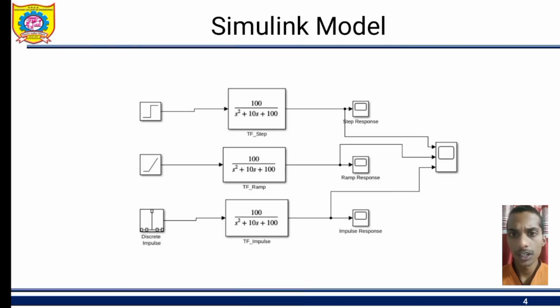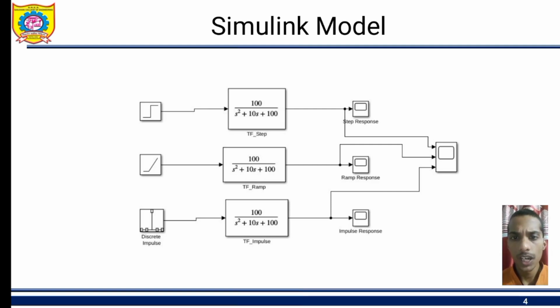Model in Matlab, we have taken step response, ramp response and impulse response model. We have used the same transfer function in all cases, that is G of s is equal to 100 by s square plus 10s plus 100, which is a second order system function. It has natural frequency around 10 radian per second and the damping ratio is likely around 0.5.